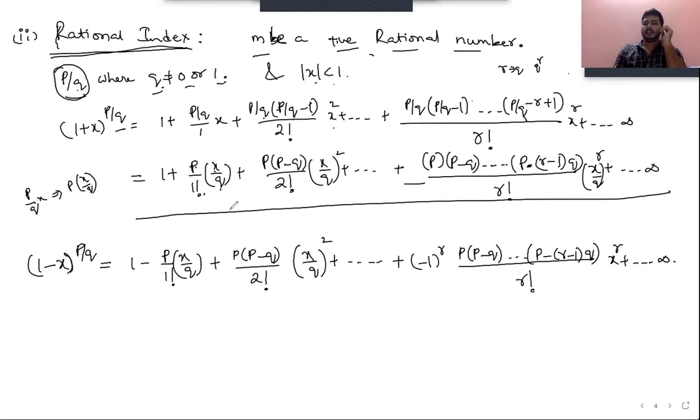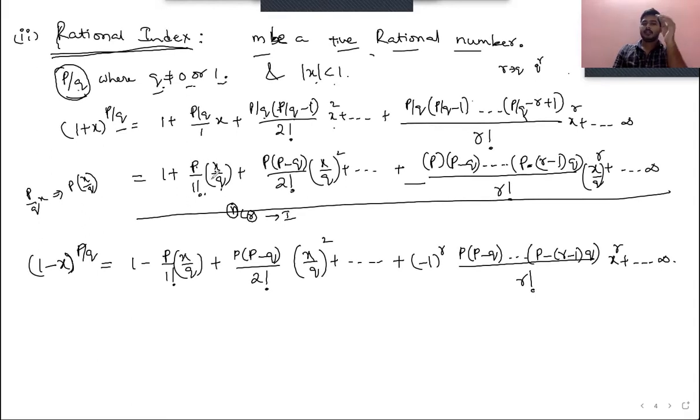So here we cannot represent it in the form of nCr, because these n and r should be integers only. We cannot use rational numbers like p by q. So you cannot compress this in the form of a sigma. So it will be left like this only.